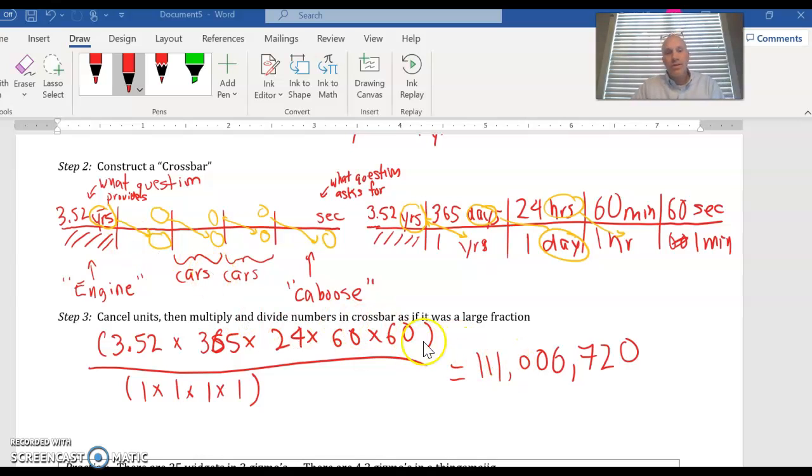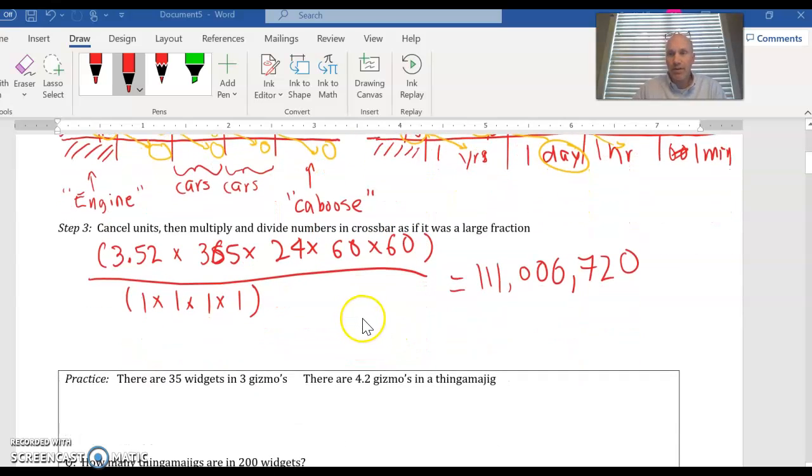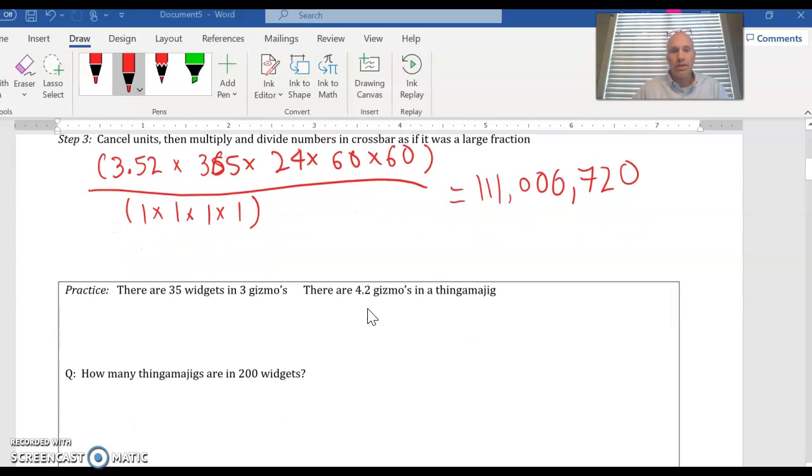All right, and so this is the number that would pop out if you were to do that calculation. I know that most people could have figured out this problem even without doing this crossbar. The reason I call it widgets and gizmos is I think one of the best ways to learn it is if we give people imaginary relationships, and it forces them to use the crossbar. So if I'm going to give this example right here, these are just made up terms.